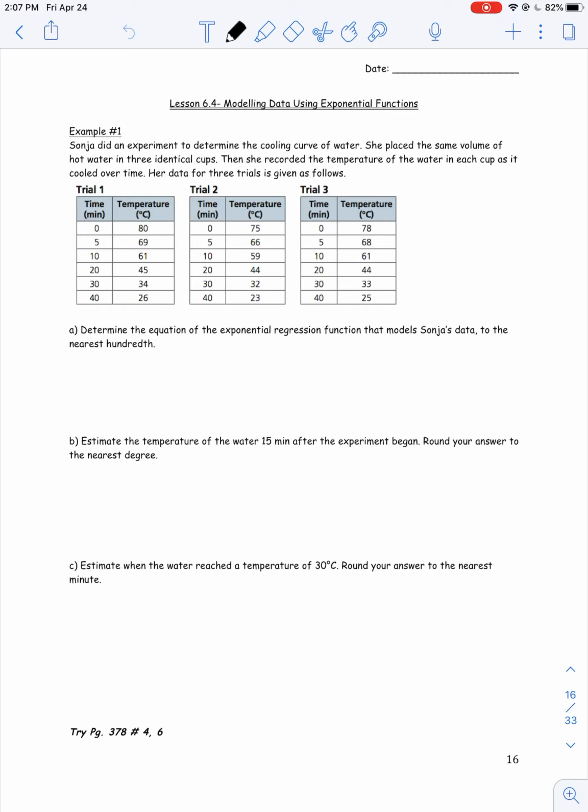They're giving us the time, which is our x-coordinate, and our temperature, which is our y-coordinate, and they do that for 3 trials. So what we need to do is figure out a way to determine the equation of the exponential regression function that models Sonia's data to the nearest hundredth. Regression is where we use our calculator to estimate the best exponential function that goes through as many points as possible. So I'm going to show you how to do that.